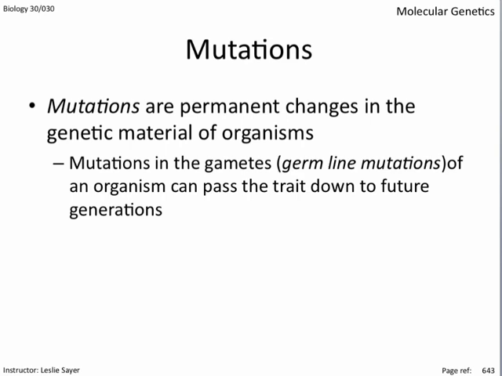Mutations in the gametes, germline mutations, of an organism can pass the trait down to future generations. Mutations occurring in the gametes risk affecting the offspring. A sperm cell carrying a mutation that fertilizes a normal egg transfers that mutation to every cell of the offspring.